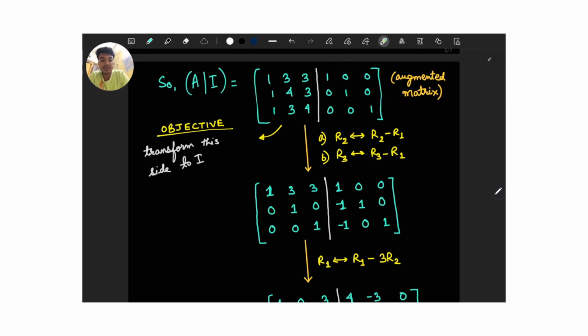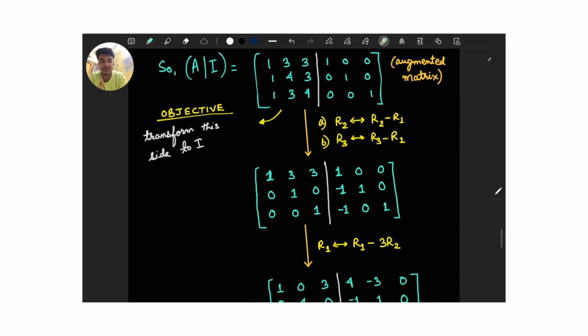Okay, so the first step which we do in order to accomplish this objective is we transform the second row into R2 minus R1. It's the first step. So if I do R2 minus R1, 1 minus 1, 4 minus 3, 3 minus 3, we would get 1 0, 3 1, 3 0, and obviously 0 minus 1, 1 minus 0, and 0 minus 0 as well. So you can see we get this transformed similarly.